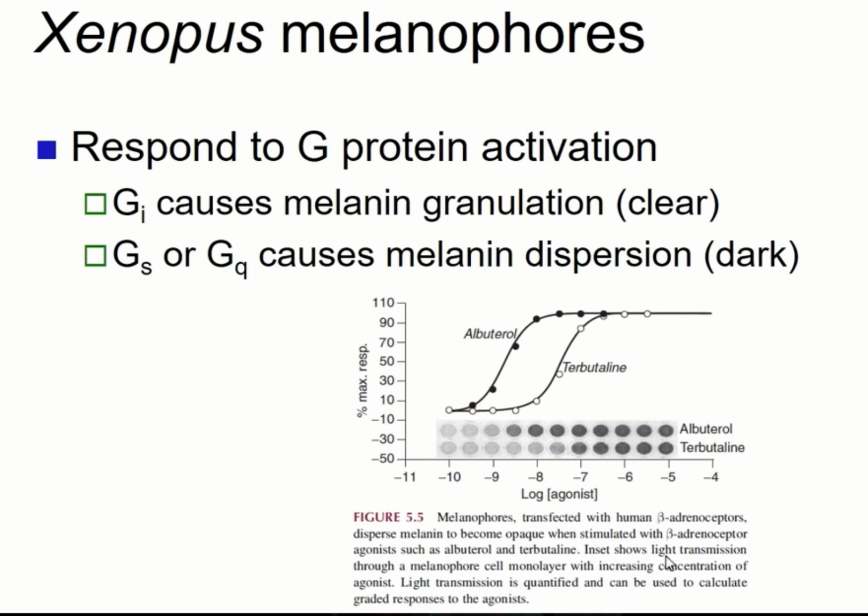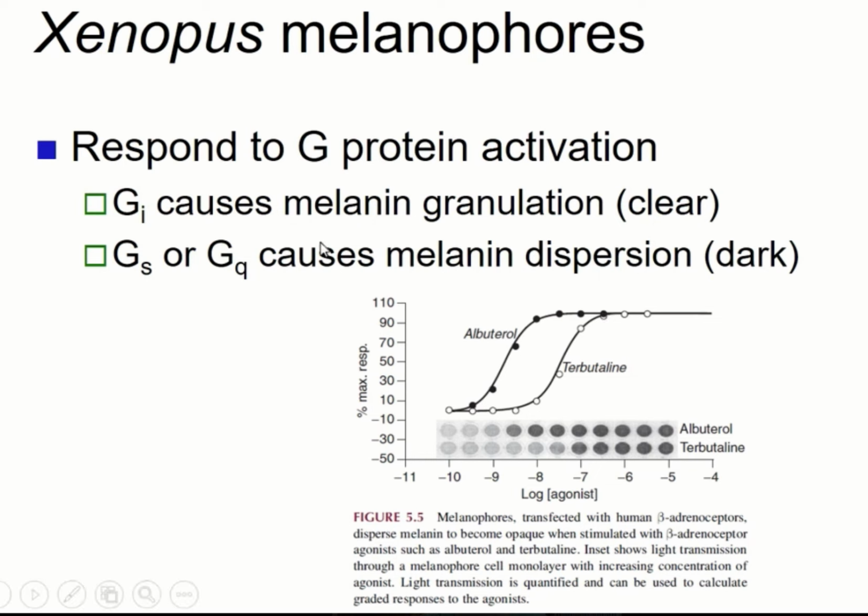So let's start with the pictures. You're looking at wells on a plate, and in those wells are melanophores. And so we can see, when we add albuterol or terbutaline, we are going to make those cells darker. And the more agonist that we add, the darker they are going to get. So it's a dose-response curve. And up above is simply the results from that plate down below graphed. And so you would use some sort of a spectrophotometer to simply measure how much light is getting through those melanophores. Shine a light through the bottom of the well and see how much comes out the top.